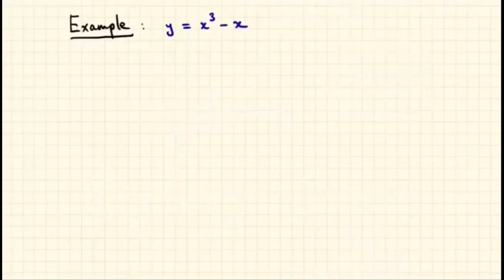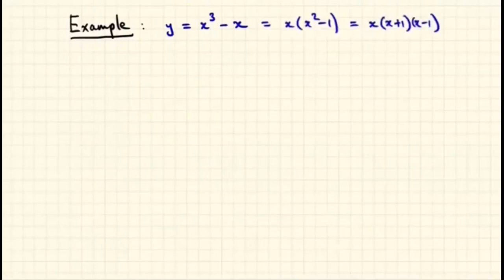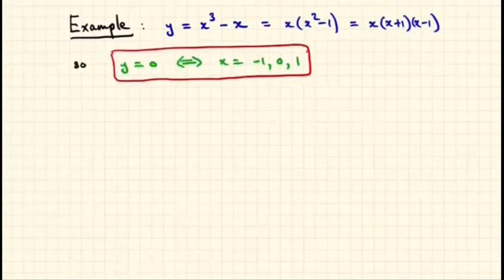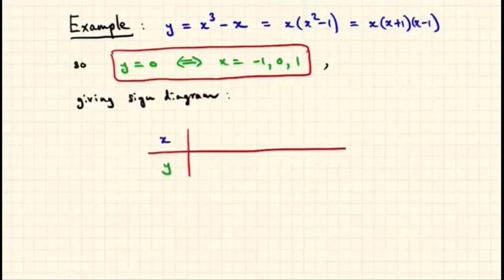Consider y equal to x cubed minus x, which factorizes as x times x plus 1 times x minus 1. So that y equals 0 when x equals minus 1, 0, and 1. We can draw a sine diagram for y, noting these important values of x that cause y to be 0. Then noting an alternating pattern of plus and minus symbols as you move right to left past the points that we have marked off on the x-axis. This tells us when the curve sits above and below the x-axis.